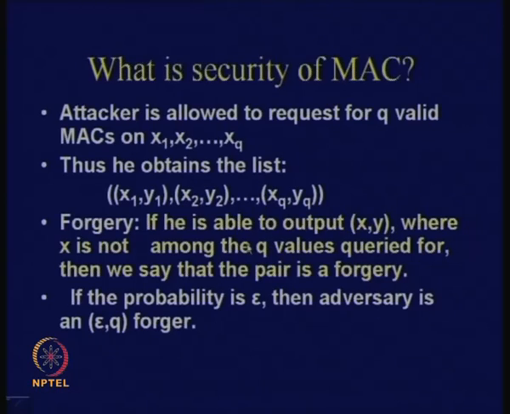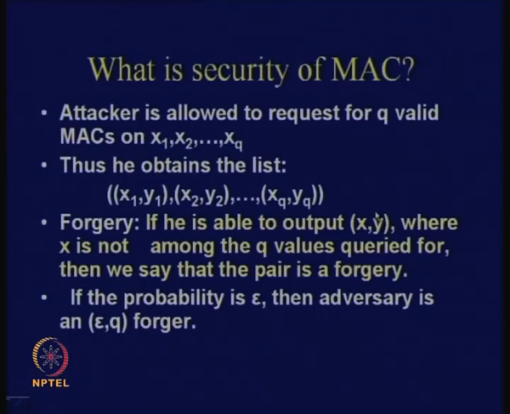Okay. So, note that the attacker does not know the corresponding key value, but he has just asked the oracle certain MAC values and the oracle has responded with these MAC values. Okay. So, now what we call a forgery is this: if he or she is actually able to output x comma y, where x is not among the q values queried for, then we say that the pair is a forgery. So, the idea is that from these previous q values, if the adversary is able to generate another valid pair x comma y, where x does not belong to x1, x2 and so on till xq, then the attacker is said to have created a forgery.